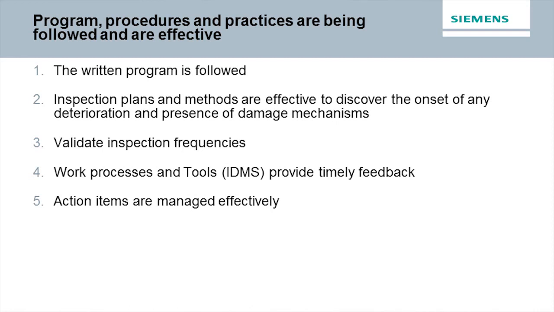We need to validate the inspection frequencies, although the codes tell us that we can do internal inspections every 10 years, for example, for a pressure vessel. But do we really get there without any kind of incidents? So we need to validate our schedules, our frequencies, and also we need to have a good documentation or reporting procedure or process. And we need to verify that the action items are actually managed effectively. So these are the things that you would look for in the program, procedures, and practices, if they're followed and if they're effective.